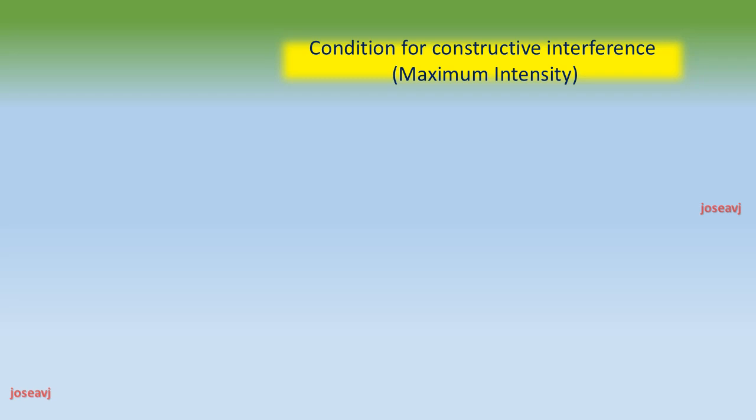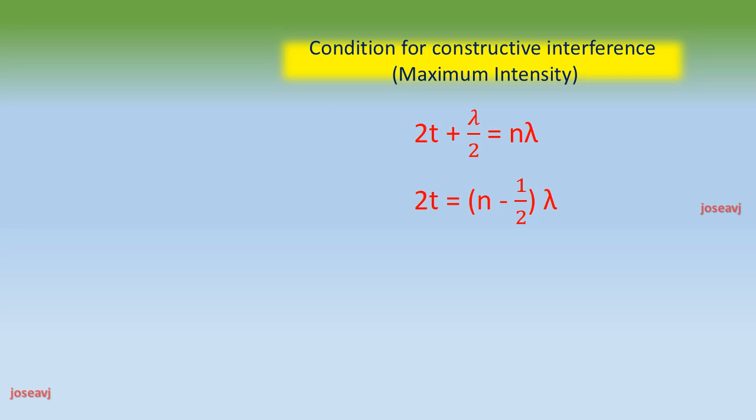Equate the path difference to the general condition of maxima. That is, the general condition of maxima is nλ. So equate the path difference to nλ, and we get the condition for constructive interference. That is 2t + λ/2 = nλ, or simplifying, we get 2t = (n - 1/2)λ.